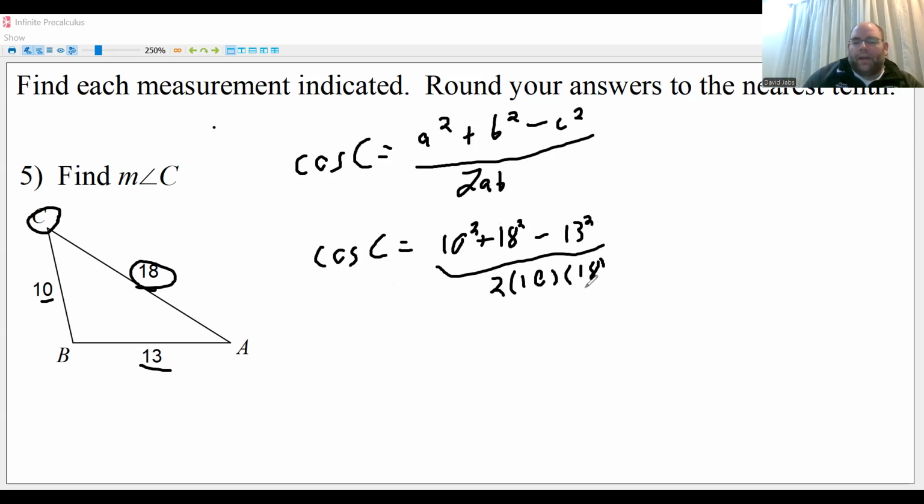All right, this one, what I would probably do when I enter this in the calculator in a second, I'm probably going to enter the whole top in parentheses, the whole bottom in parentheses as we go. So we'll talk about that.